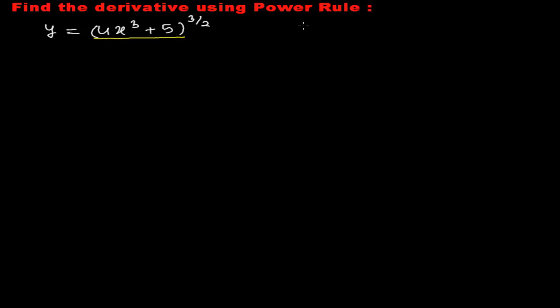Before proceeding, I want to write down what the power rule is once again. If we have to find the derivative of a variable u which is raised to the power n, then our formula is n times u to the power n minus 1 times the derivative of u with respect to x. So this is our rule. By using this rule, we are now going to find the derivative.